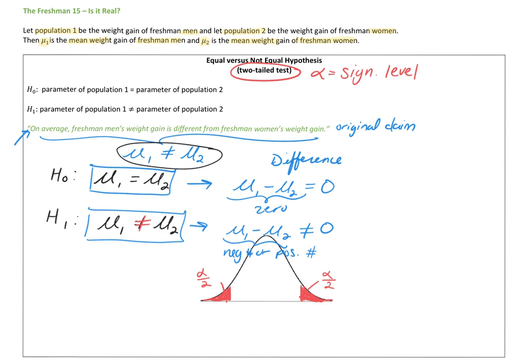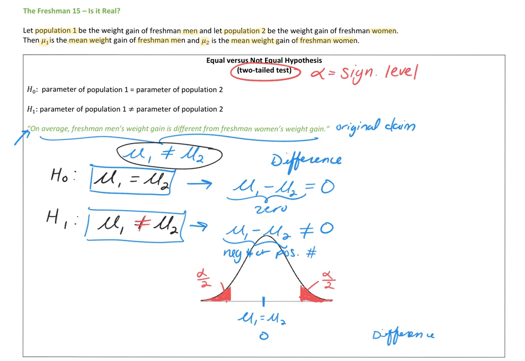I want to also talk about this bell-shaped curve here, the normal distribution. At the center of this distribution is where we find the null hypothesis claim, or the null hypothesis value, mu1 equal to mu2. And if we're talking about differences, then on this bell-shaped curve at the center, the difference is 0 if we're at the center of the distribution.